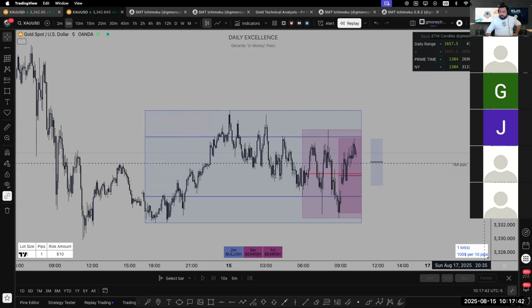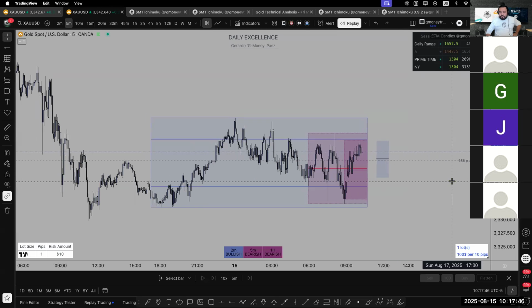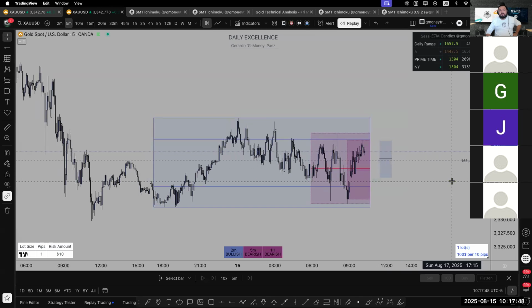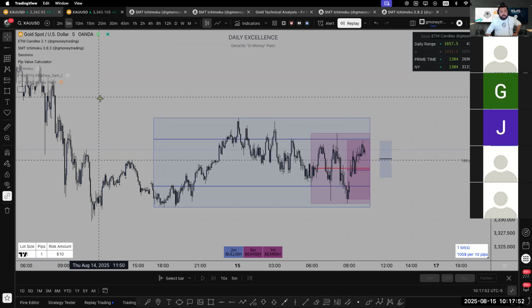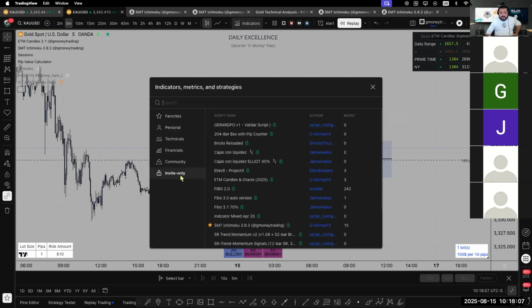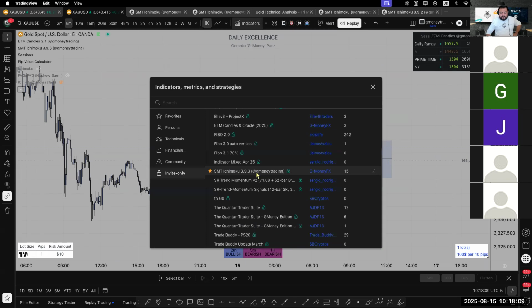Hey, G. I had to step out a little bit earlier and I missed something you were saying. What is the latest version of the box? 393, Joe. 393. Okay. I just pushed it now. So all you have to do is close it out, go look for it on your invite-only indicators, and refresh your TradingView. I'll get out of TradingView and then back in and it'll be there. Okay, you should see 393.